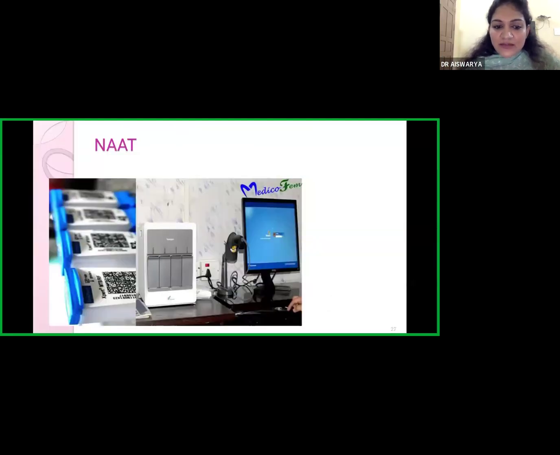So this is a NAT machine, the CBNAT machine. First we see the CBNAT cartridge, and next the machine. This NAT is done using a polymerase chain reaction, a rapid molecular diagnostic test.